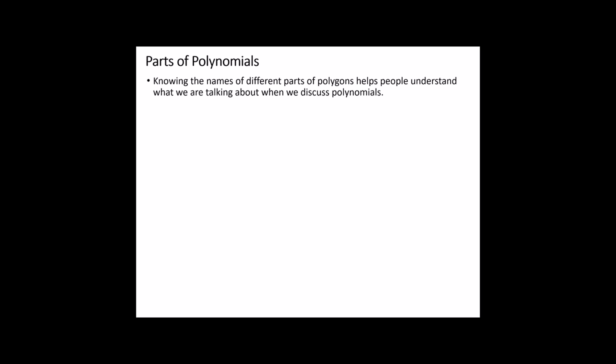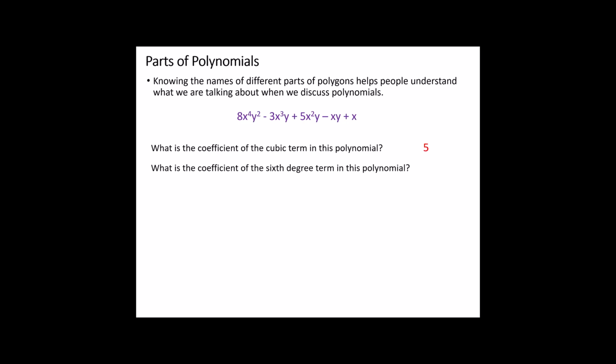I've got one more of these for you. This one's a little different. Notice that I have x to the fourth and y squared. I've got multiple variables here. What do you think the coefficient of the cubic term is? Notice cubic term refers to the third power. That's this one right here. X squared and y to the first is a total of 3. So your coefficient is a 5.